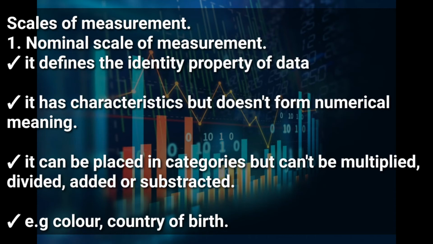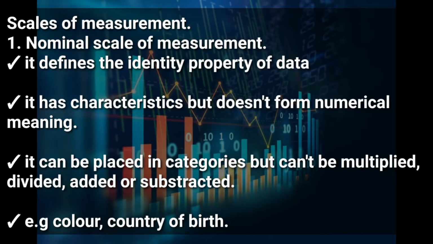So now let's look at the scales of measurement. We shall start with the nominal scale of measurement. The nominal scale of measurement defines the identity property of the data. Each value has a unique meaning, the unique meaning of the data. So it defines the identity property of data. It has characteristics but does not form numerical meaning. You cannot turn the meaning into figures, but it has the characteristics. It can be placed in categories but cannot be multiplied, divided, added, or subtracted.